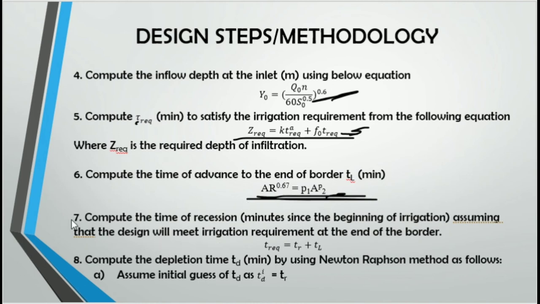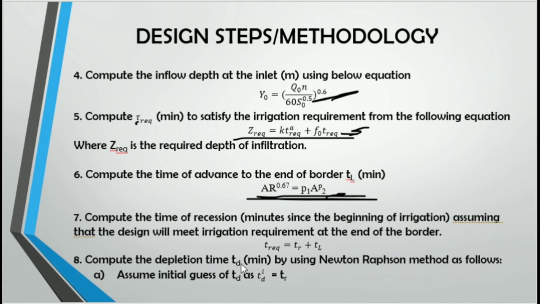And then, seventh, compute the time of recession in minutes since the beginning of irrigation, assuming that the design will meet the irrigation requirement at the end of the border. So your time required is equal to your time of recession plus your advance time. From the time that you open your irrigation supply until the water all comes out from the border. So that is the time required for the water to get into the field until the water comes out of the field. That is your T rec, or required T.